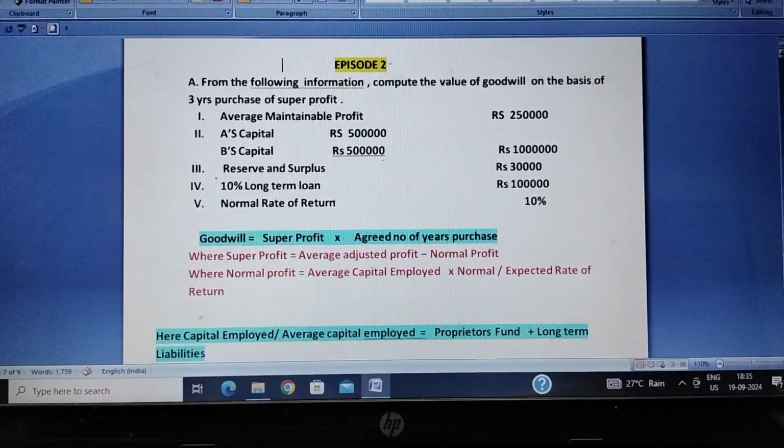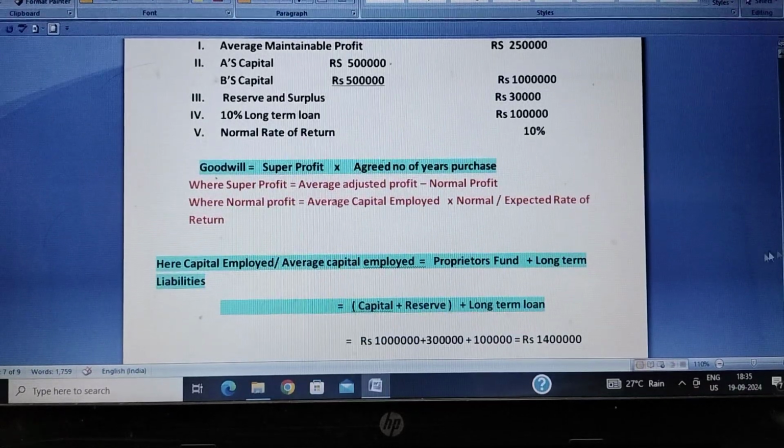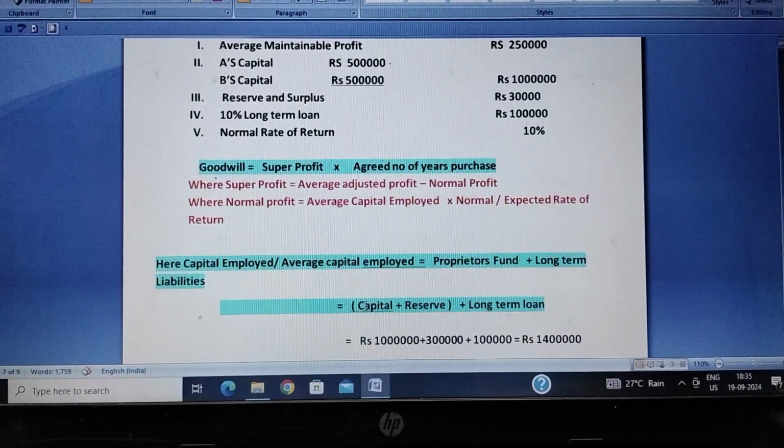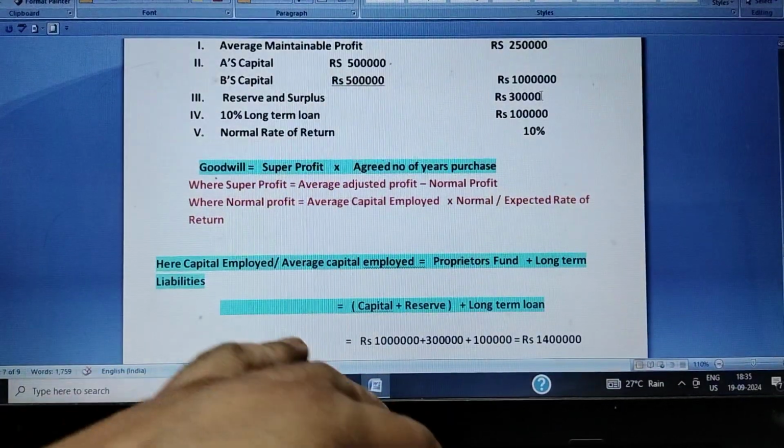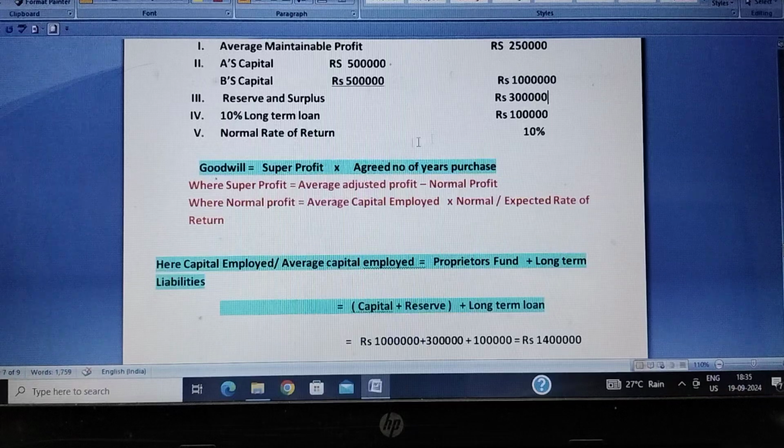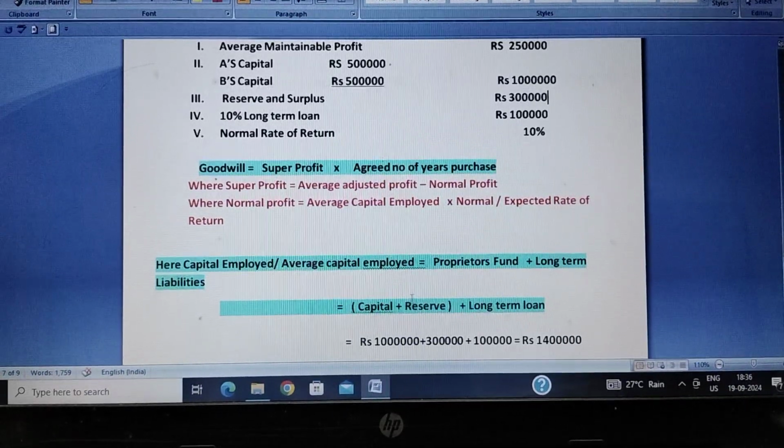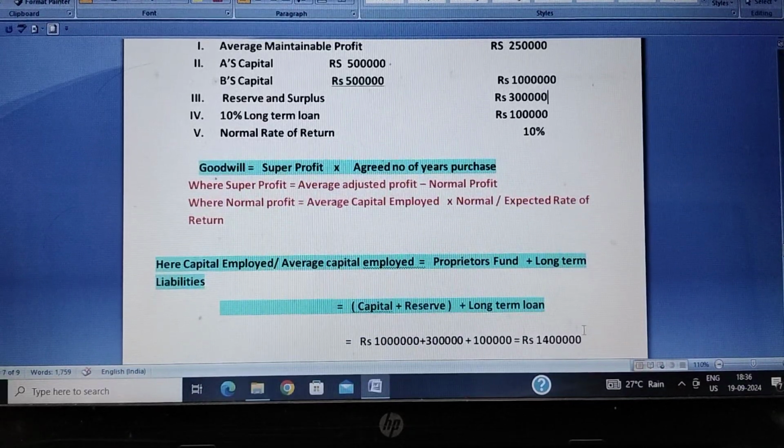Now I'm scrolling a little bit. In place of proprietor's fund, I can write capital and reserve. Capital is 5 plus 5, 10 lakhs, and reserve is, it's not 30,000, it should be 3 lakhs. Reserve is 3 lakhs, and long-term liability is 1 lakh. So 10 plus 3, 13, plus 1, 14. So we have calculated the capital employed.